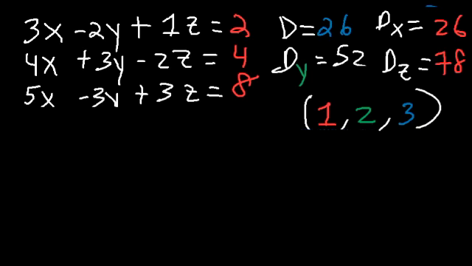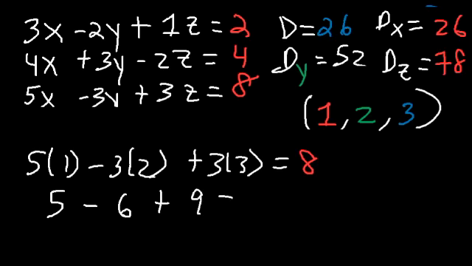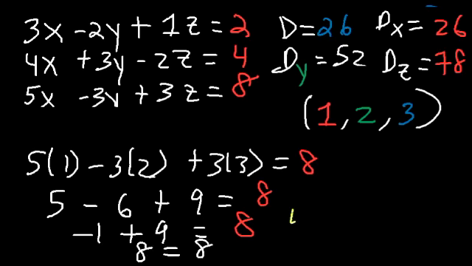And let's try the last one. So it's 5 times 1 minus 3 times 2 plus 3 times 3. Let's see if that's equal to 8. So 5 times 1 is 5, 3 times 2 is 6, 3 times 3 is 9, and 5 minus 6 is negative 1, and negative 1 plus 9 is the same as 9 minus 1, which is 8. So 8 equals 8. The third equation works. So now you know how to solve a system of equations with 2 variables and with 3 variables used in Cramer's rule.